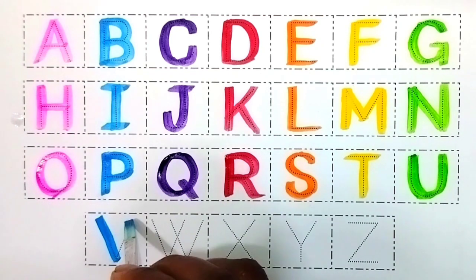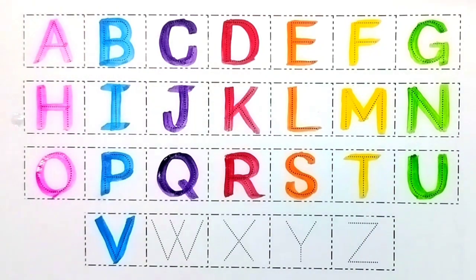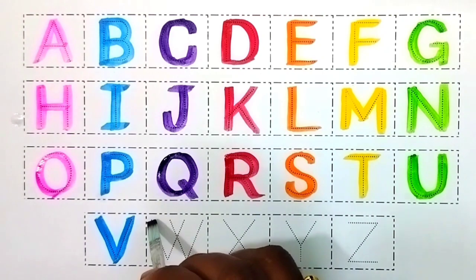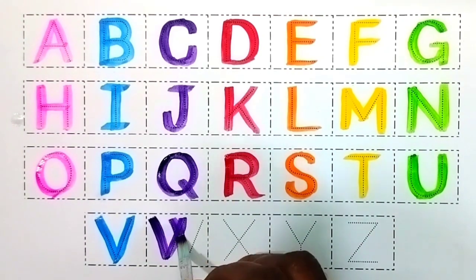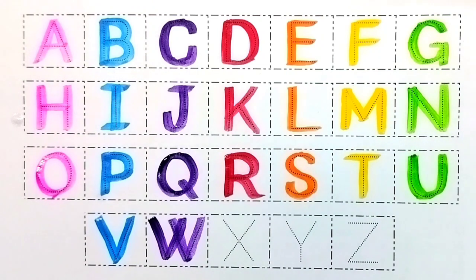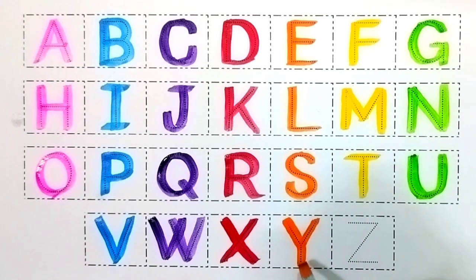V for vegetable. W for watermelon. X for xylophone. Y for yacht.